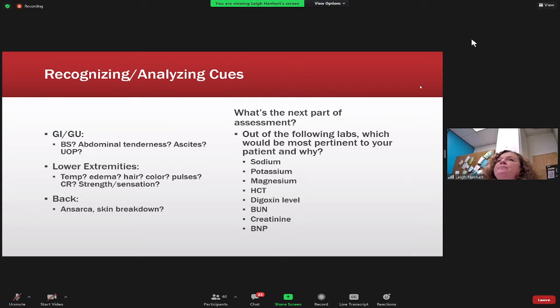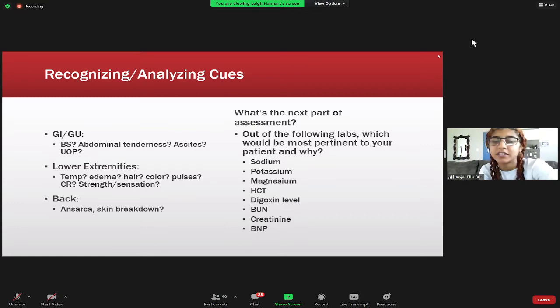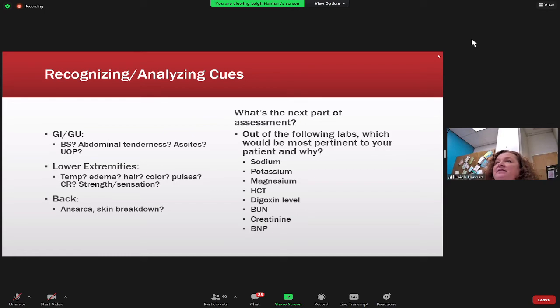All right. So out of these, what do you think would be most pertinent to your patient? Would it be the digoxin level because it deals with the contractility of the heart? Yeah, it could be if your patient's on digoxin, right? And why is it so important if you're administering digoxin? Why do you want to check for a level before you do?